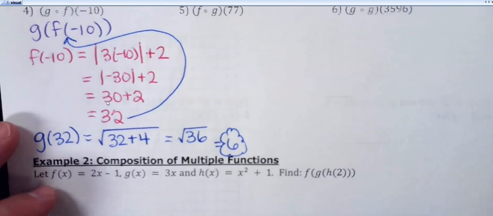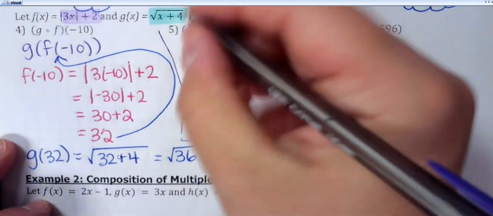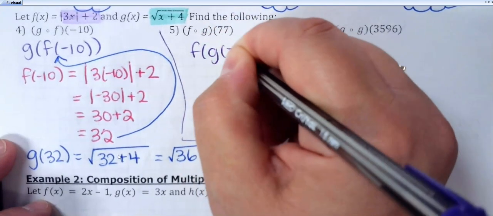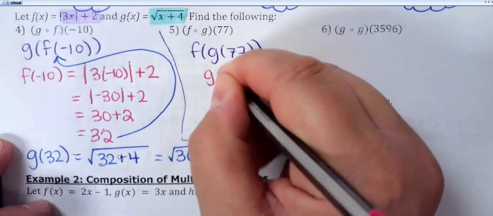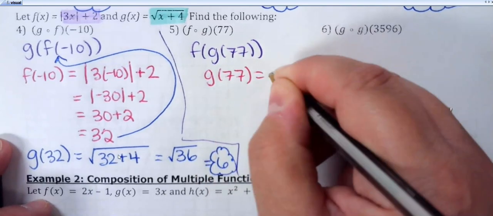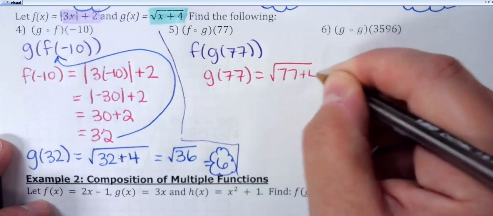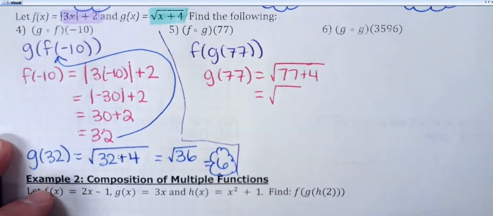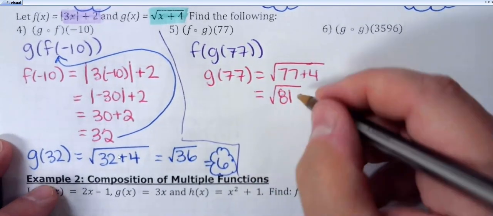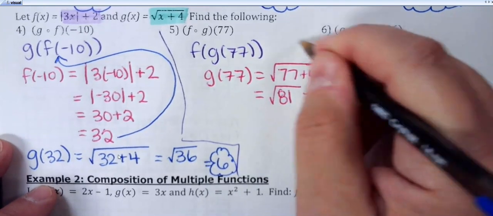The next one I've got here, sorry, I wrote too much work on that one. All right, I've got f of g of 77. So first one is going to go into the g function. So we're going to do g with a 77 plugged in. So that would be square root of 77 plus 4. What am I going to take the square root of? 81. Anybody know what that is? 9. Okay, good deal.